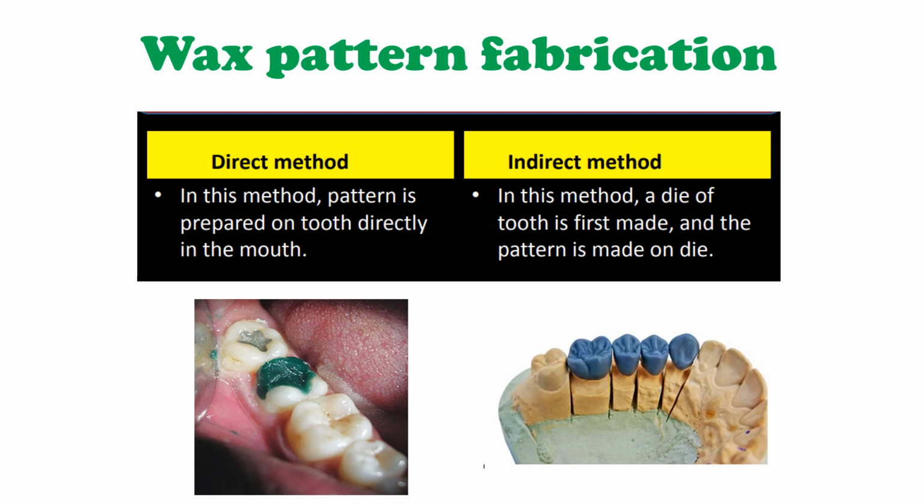And in the indirect method, you are first taking the impression, making the cast, making a die, and then making a pattern on the die. So it is an indirect method. This figure will tell you this is a direct method. Directly the wax is fabricated inside the mouth of the patient, and in the indirect method it is fabricated on the die.